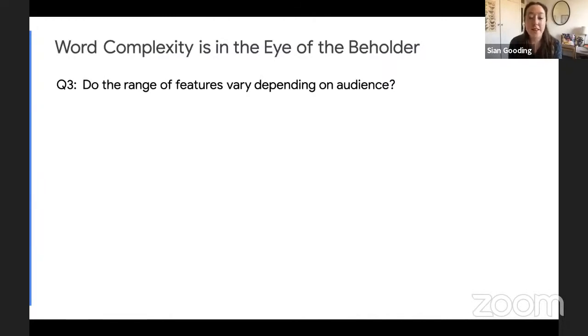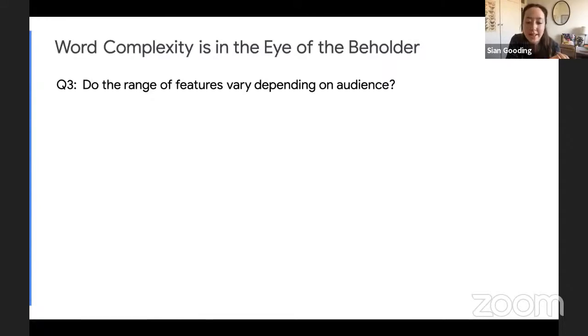And then the third question was, okay, we've looked into the fact that some of these features are quite similar in terms of how important they are. So if the features that are important are similar, then is it actually the range of features that vary depending on the audience? Because if these models are performing differently depending on which set of annotations you train them on, what is the difference that's going on there?